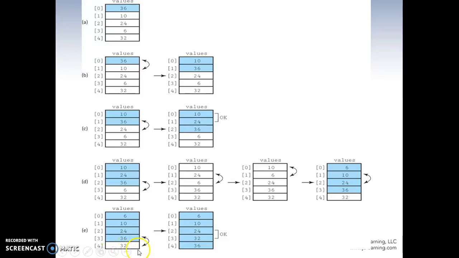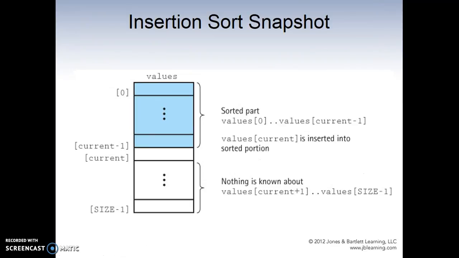And the last one, 32, is inserted into the right location. And then you see that's how, when we insert, it just makes it sorted. So that's why we call it insertion sort. So let's look at the snapshot here. We get the sorted part at the top and the unsorted part at the bottom.